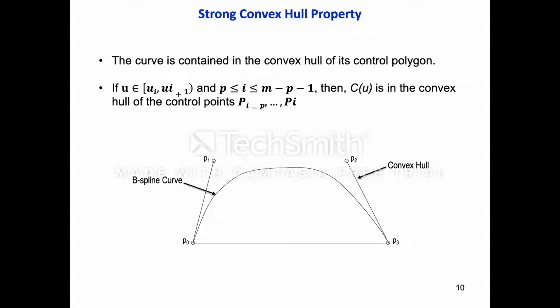Now let's talk about the strong convex hull property. The curve is contained in the convex hull of its control points. If u belongs to [ui, ui+1) and i is between p and m minus p minus 1, then C of u is in the convex hull of the control points Pi minus p to Pi. So if you look at the image, P0, P1, P2 and P3 form the convex hull, and the curve contained inside this hull is the B-spline curve.